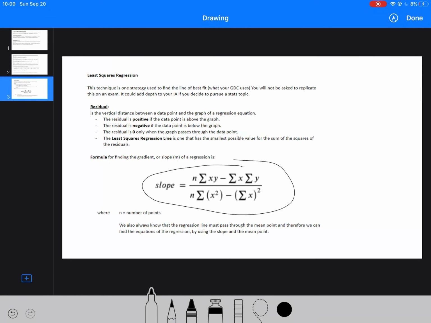This is something that you can investigate if you decide to pursue a stats topic. Some interesting definitions, some interesting food for thought when it comes to finding linear regression, but you are not required to replicate this on an exam.